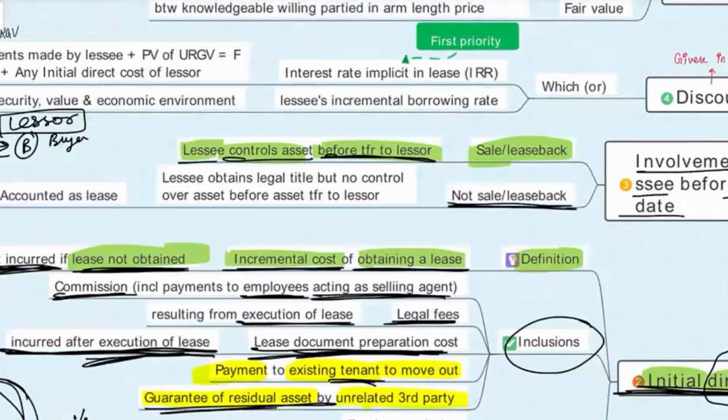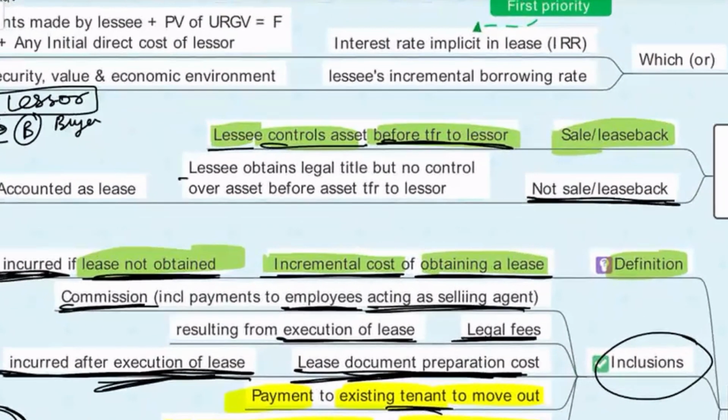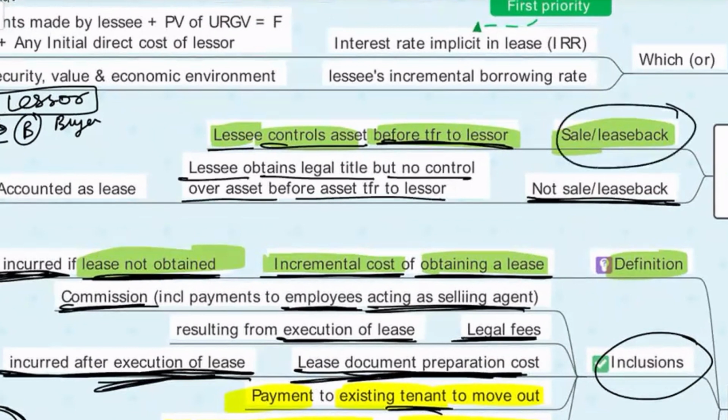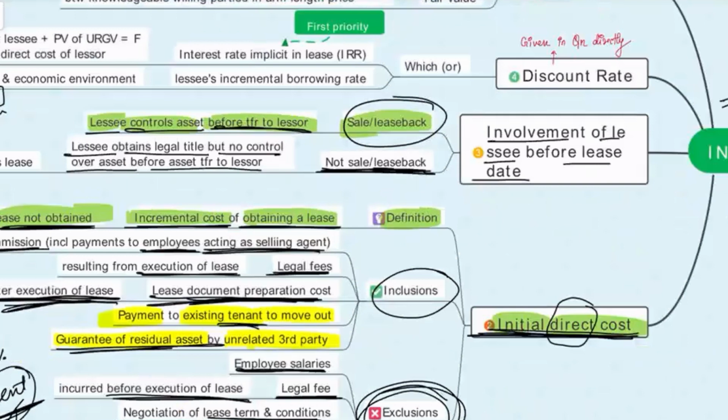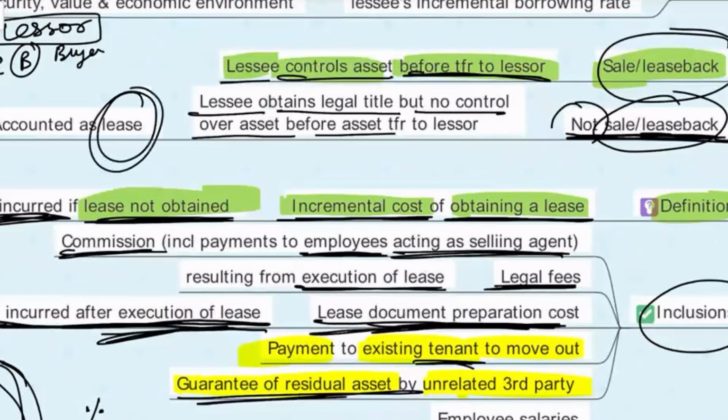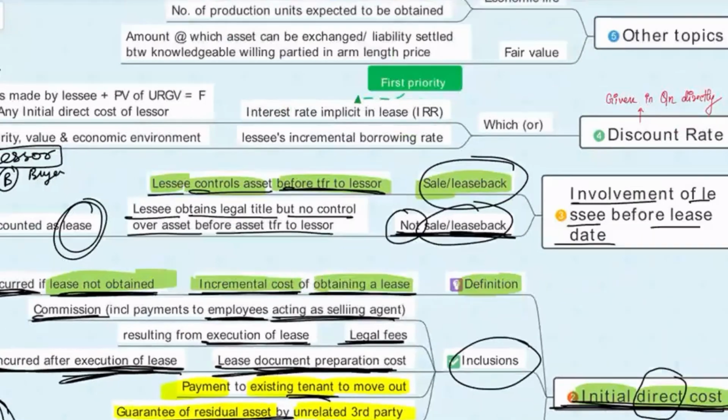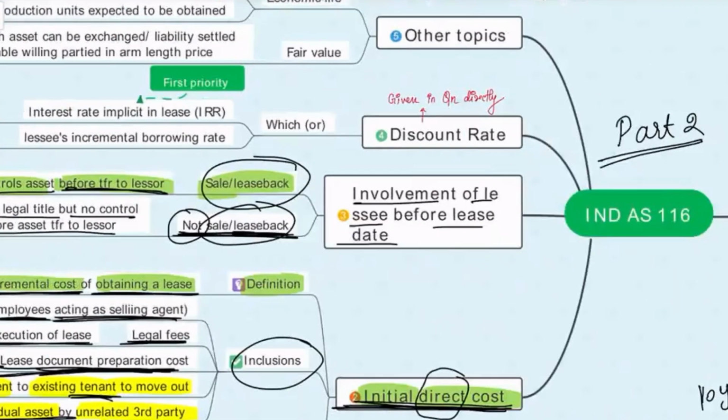And when it is not a sale and lease back, what happens? The lessee obtains the legal title but no control over the asset before the asset is transferred to the lessor. How are we going to account for sale and lease back? We'll understand in a later part of the chapter. But when it is not a sale and lease back, these are the normal conditions. Normally this is how a lease happens. Sale and lease back is an exception. When it is not a sale and lease back, normally, as we have studied until now, you account for it as a normal lease. You'll understand about it in the later part of the chapter. If you have not understood it now, it's okay.